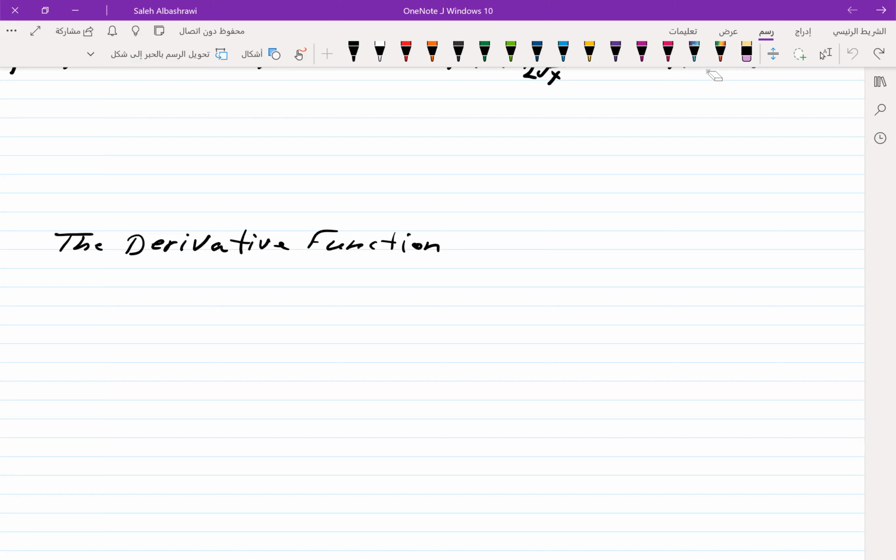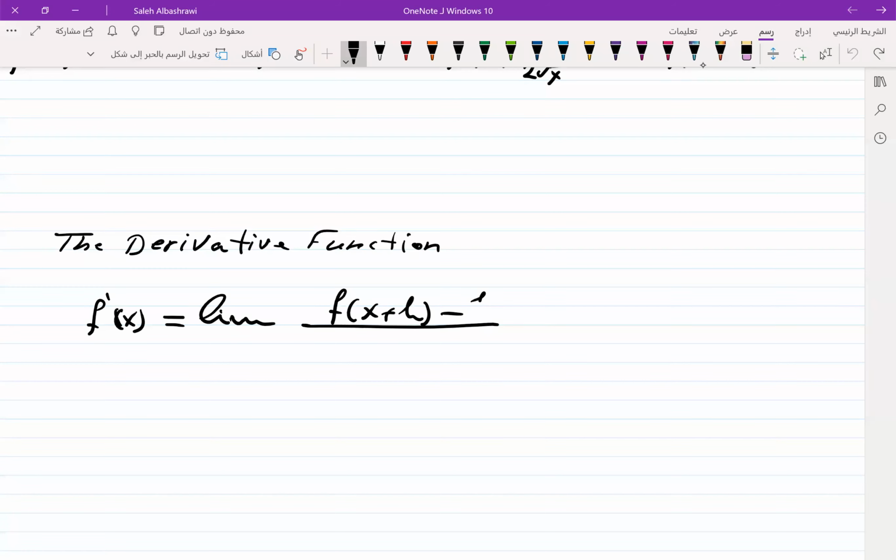In the last part, we discussed the derivative function and we gave the definition of the derivative function. We said that the derivative of the function, f prime of x, is given by the limit of f of x plus h minus f of x, divided by h, where h goes to 0. This is the definition of the derivative, and this will give me the derivative of the function.